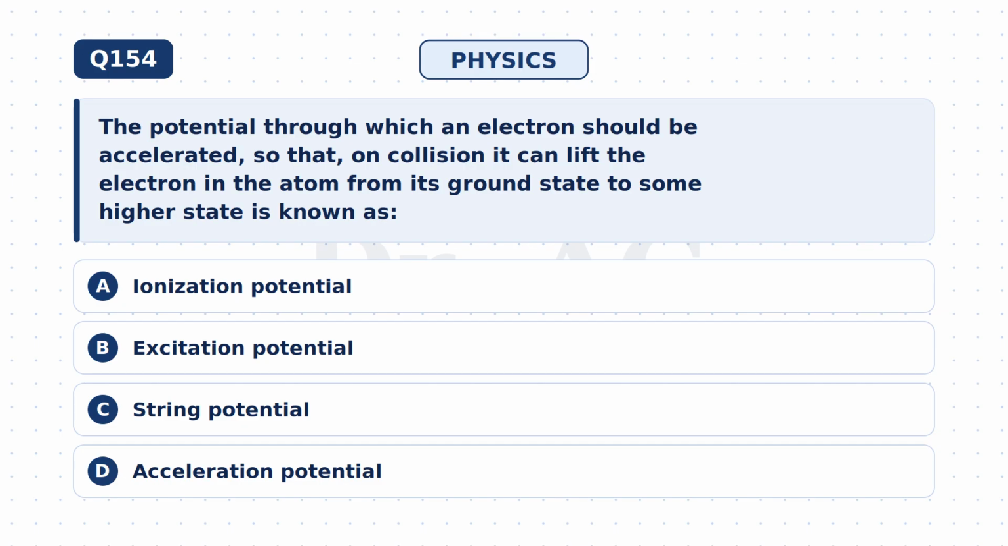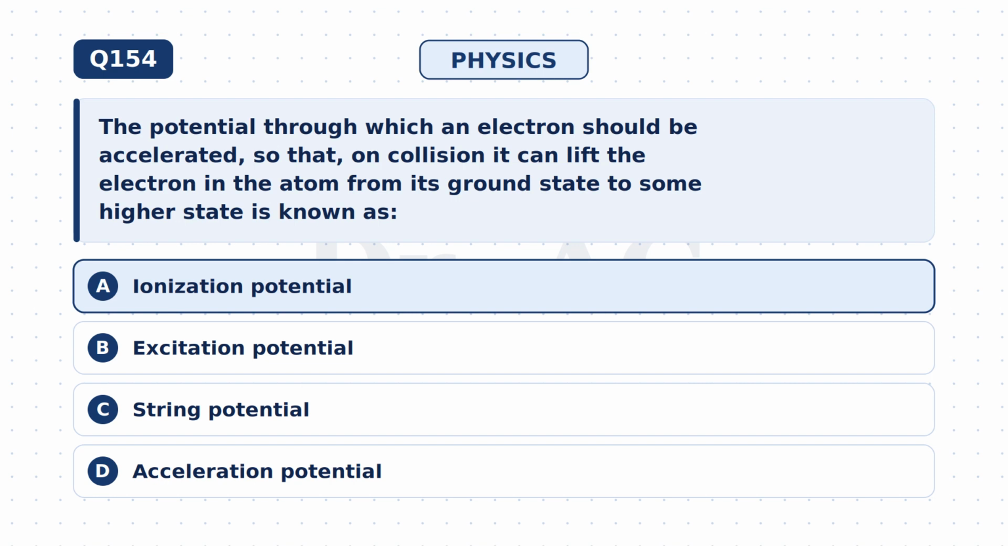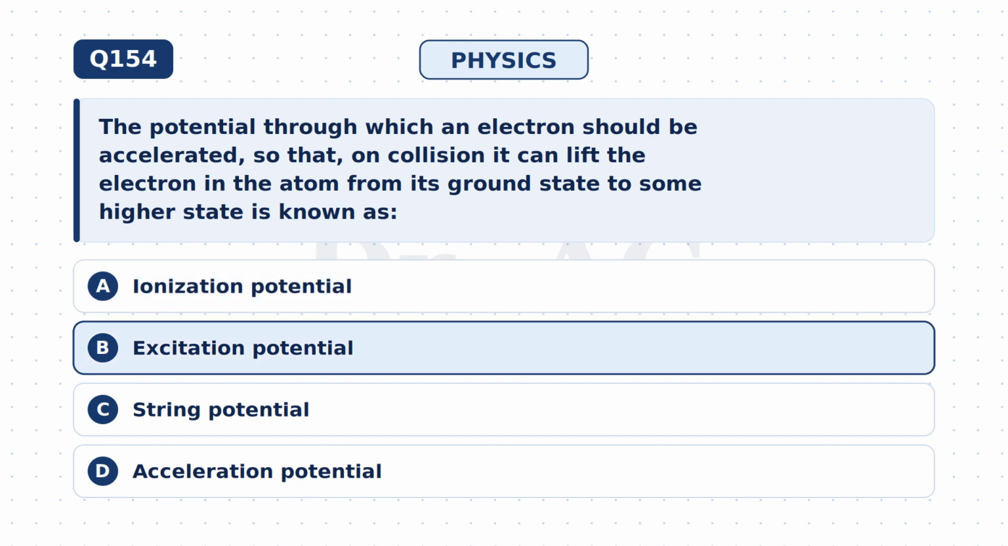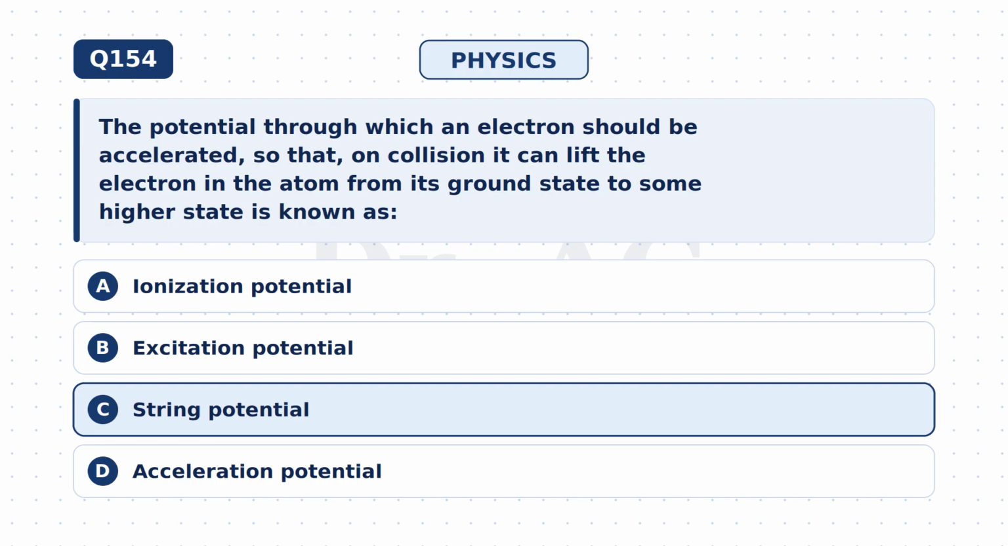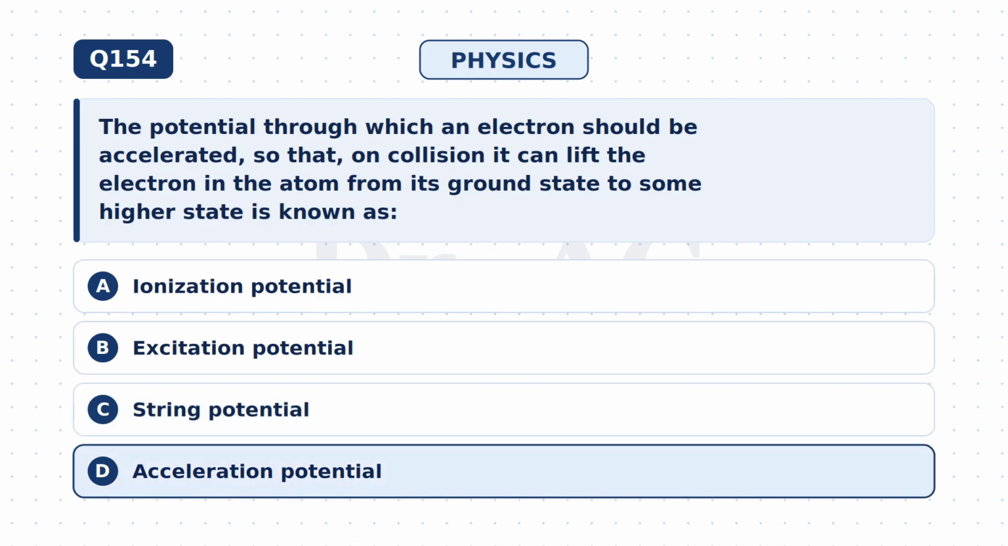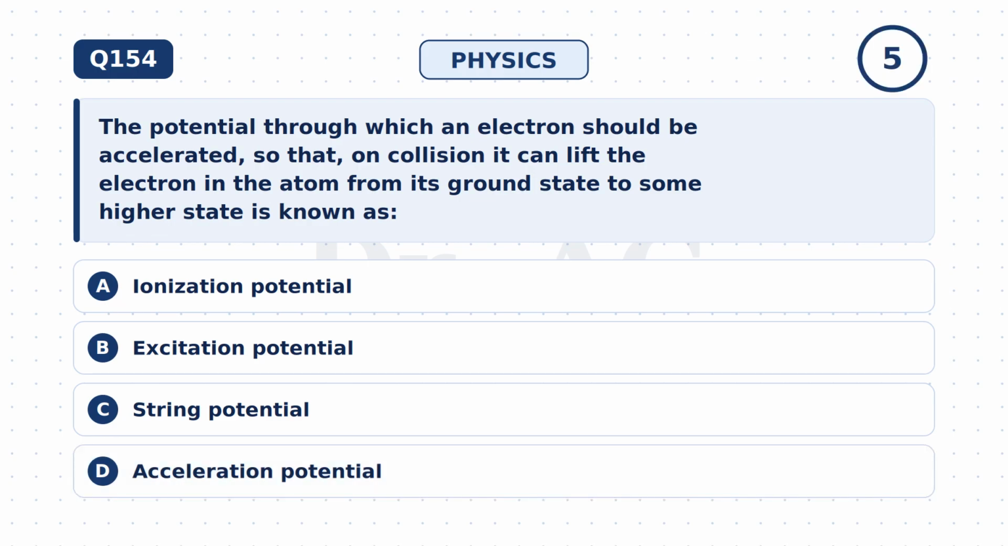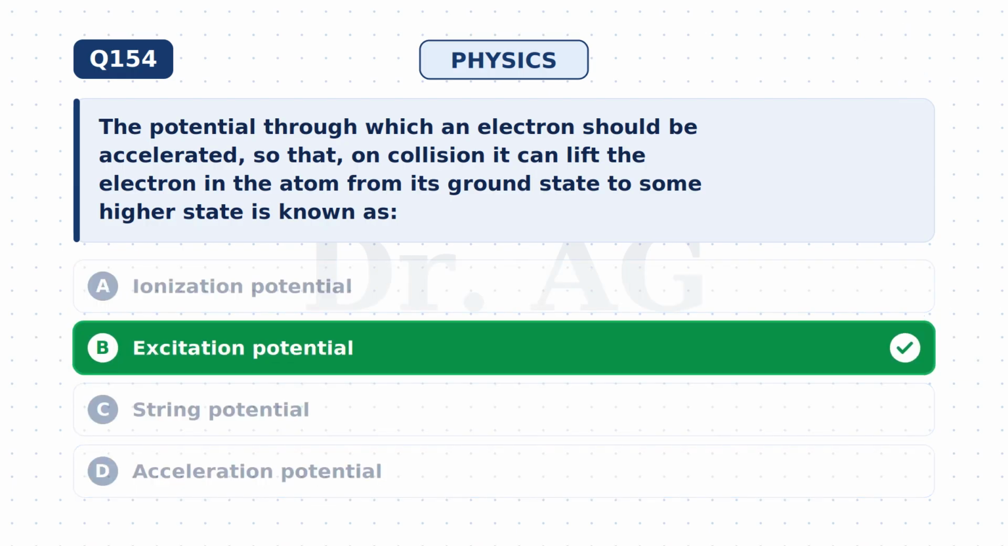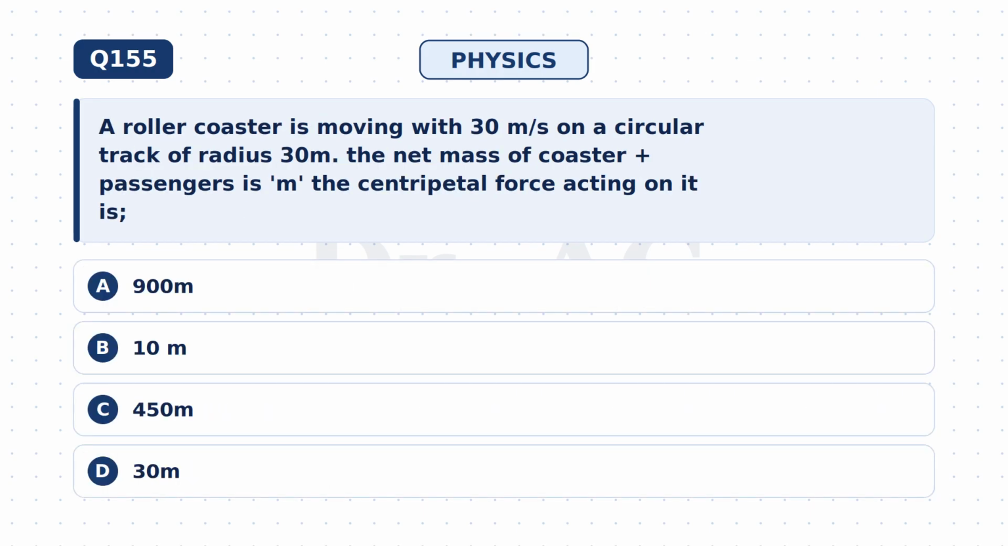The correct answer is A, Lyman. Question 154. The potential through which an electron should be accelerated, so that on collision it can lift the electron in the atom from its ground state to some higher state is known as option A, ionization potential. Option B, excitation potential. Option C, stopping potential. Option D, acceleration potential.